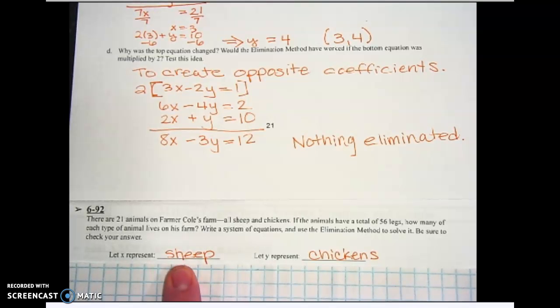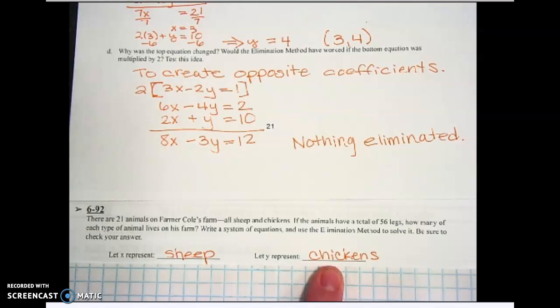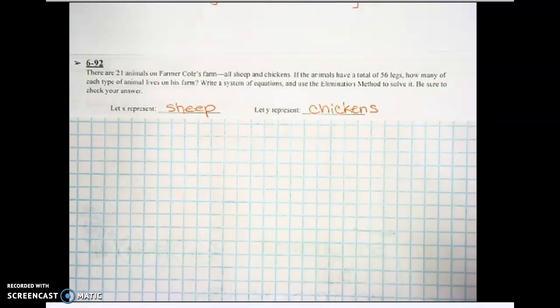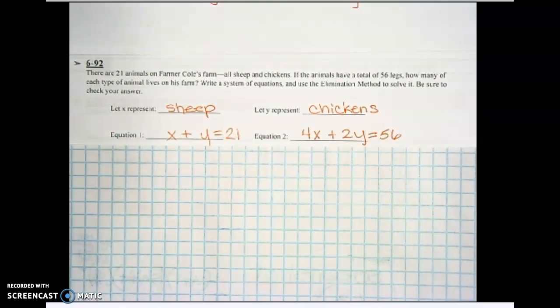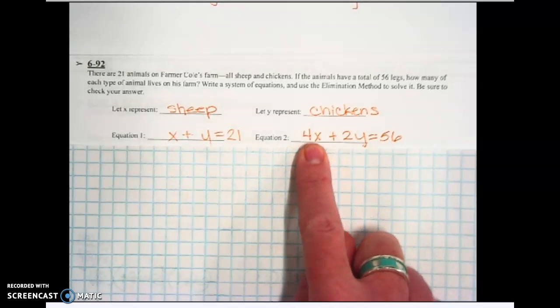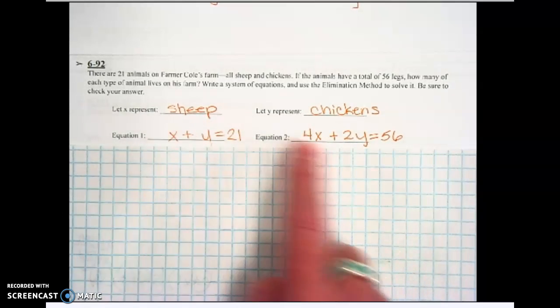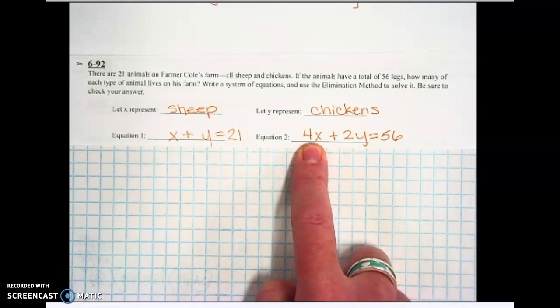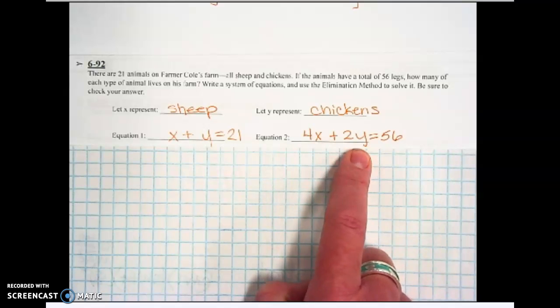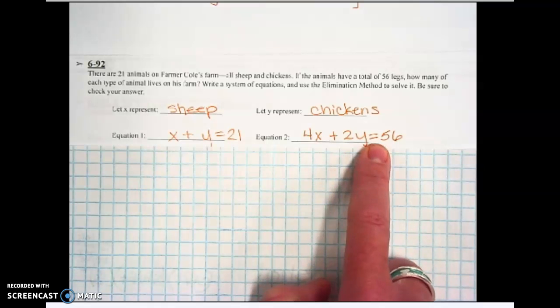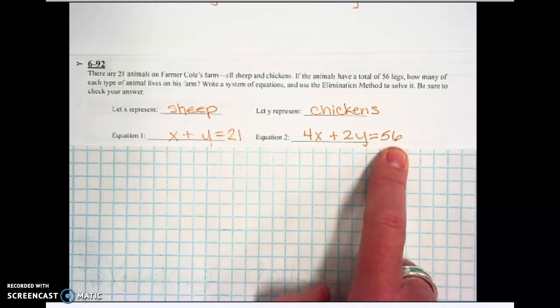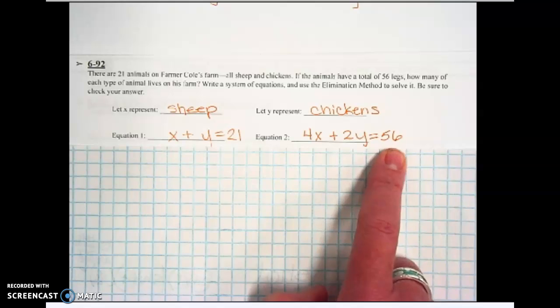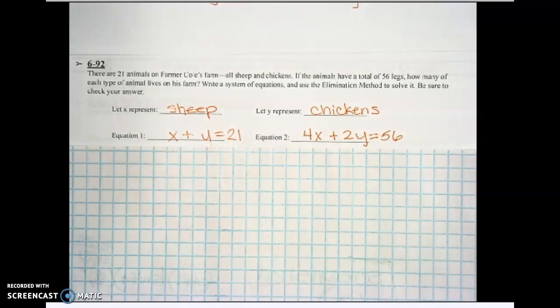All right, so we're going to let X represent our sheep, Y represent our chickens, okay? And we're going to write 2 equations. One of them has to do with their legs. Sheep, you all told me, have 4 legs. So we're going to say 4x. And then you told me that chickens have 2 legs. So we're going to say 2y. And all together means to put a what sign? Equal sign. All together, they have 56 legs. Okay? So that's one of our equations, and that's the obvious equation.